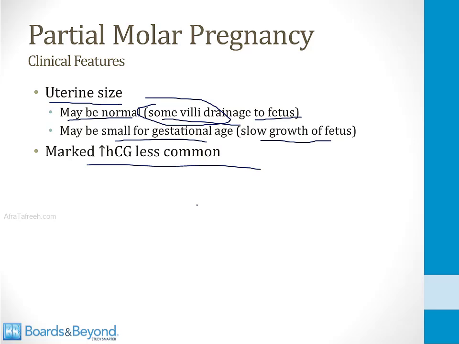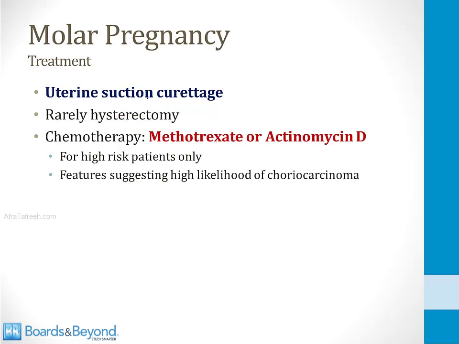It's not all going to form chorionic tissue that creates the HCG. The treatment of molar pregnancy is usually with uterine suction curettage. Curettage is a procedure where you use a curette, which is a surgical instrument that can scrape the lining of the uterus, and a suction curettage means you use a special type of curette attached to a vacuum suction device.